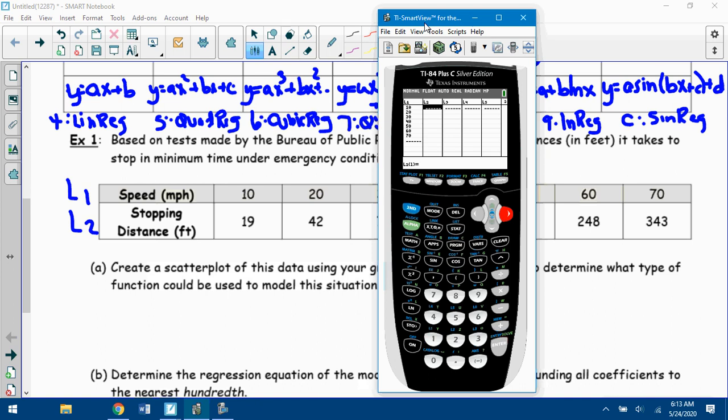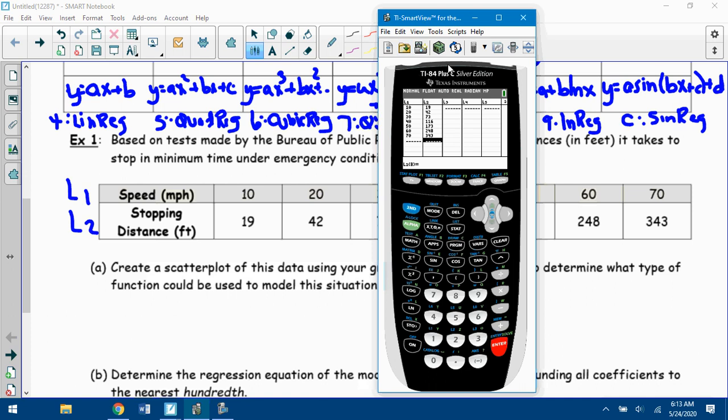Looks like it's 19, 42, 73, 116, 173, 248, and 343.